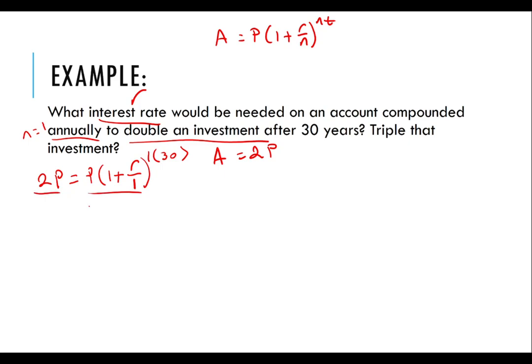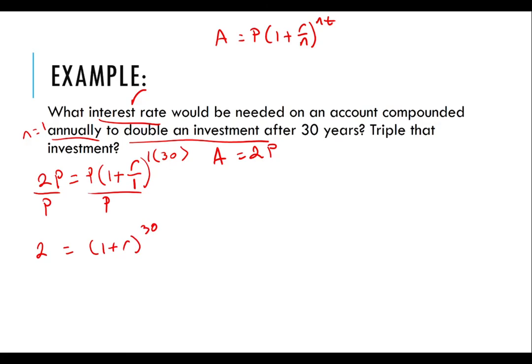Then let's divide both sides by P. And the reason I can divide by P is because if I'm investing money, it won't be $0, and so it doesn't make sense for it to be 0. It has to be a non-zero number, so division by P is perfectly fine. At this point, I get that 2 is equal to 1 plus r raised to the 30th power.